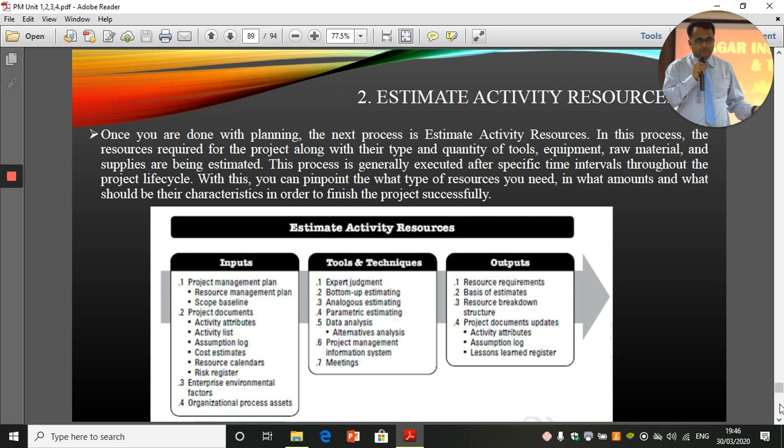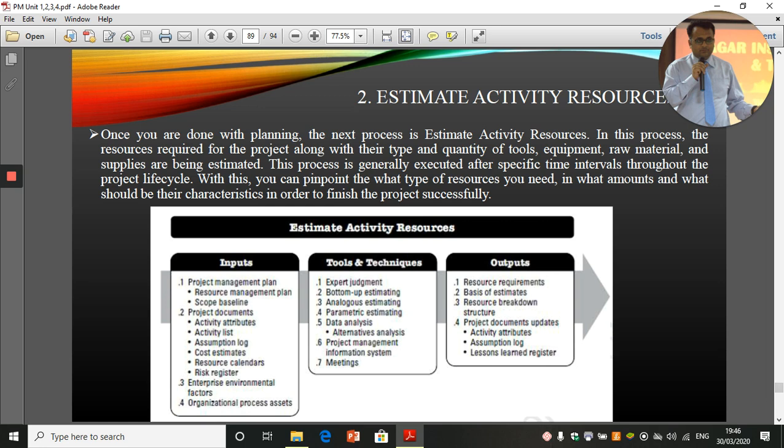Once you're done with planning, the next process is estimate activity resources. In this process, the resources required for the project, along with the type and quantity of tools, equipment, raw material, and supplies, are estimated. This process is generally executed at specific time intervals throughout the project life cycle. With this, you can pinpoint what type of resources you need, in what amounts, and what their characteristics should be in order to finish the project successfully.